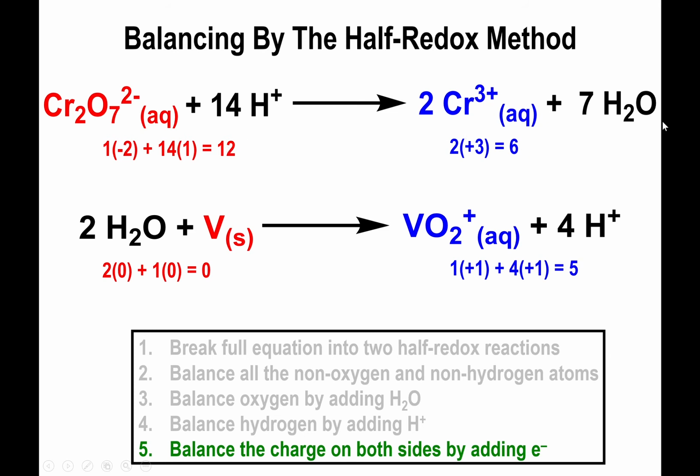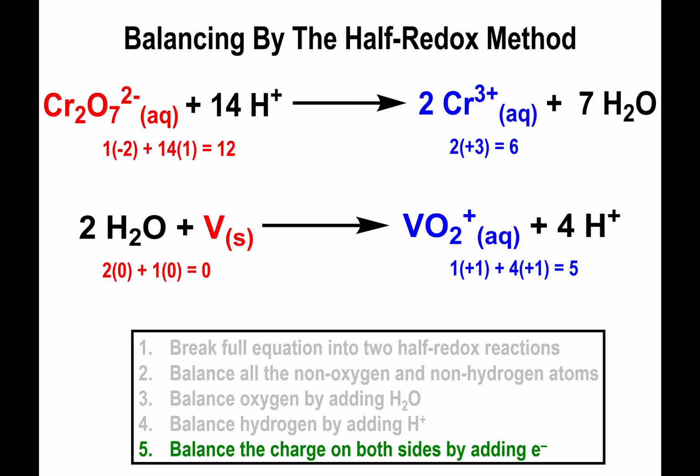Here on the right side, water doesn't have a charge, so it doesn't really affect the charge whatsoever, but chromium 3 plus does have a charge. There's 2 of them, so that gives us a +6 charge overall. Down here, neither water nor vanadium have a charge, so the overall charge is 0 on the left side. On the right side, VO2 has a +1 charge. There's only one of them, so that gives us a +1 charge. And there is 4 H pluses with an overall contribution of +4 for the charge. So altogether, we have +5 as the overall charge on the right side.